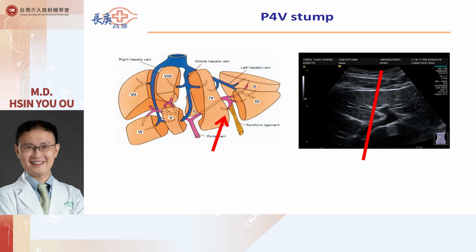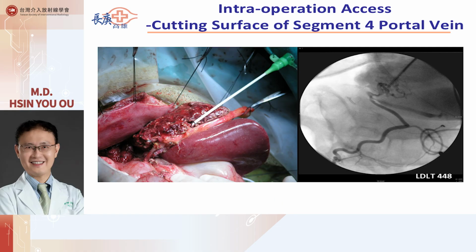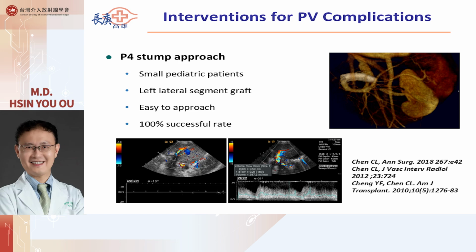The pivot stump means that when we take the liver graft, we leave a small stump of the segmental portal vein and use this segmental portal vein. We put in the angiocath and then put in the portal vein stenting. Like this one, from the cutting surface with a small pivot stump, we can put the guidewire into the SMV and then put in the portal vein stenting.